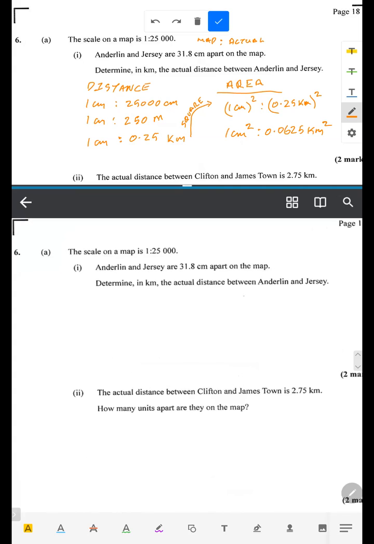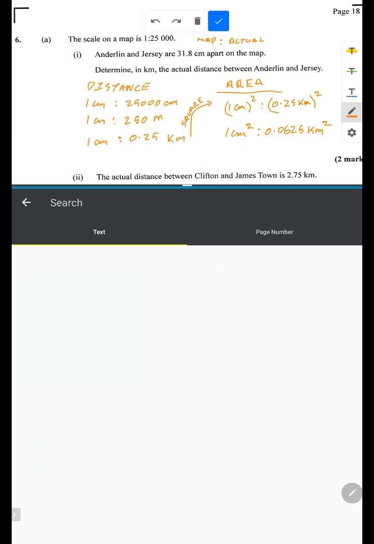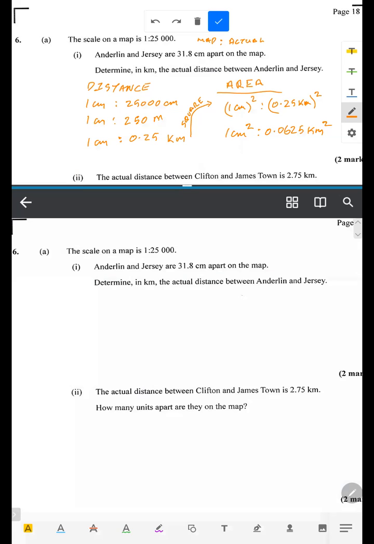Now, this question says, Underlane and Jersey are 31.8 centimeters apart on a map. Determine in kilometers the actual distance between them. The actual distance is the distance on the land. So we're going to use a ratio. All right, so it's simple.